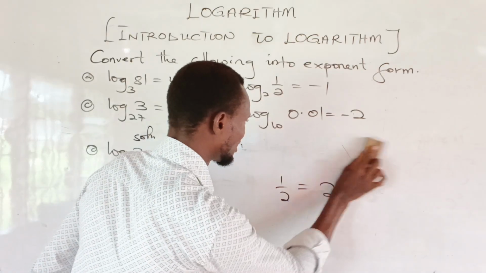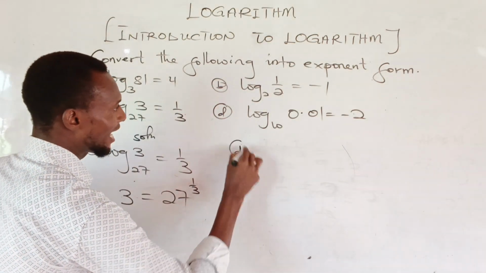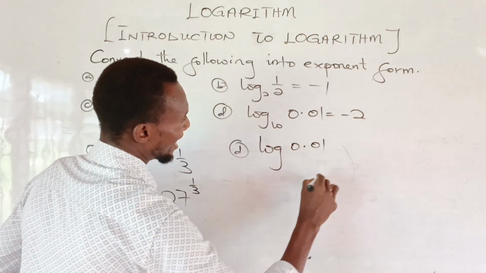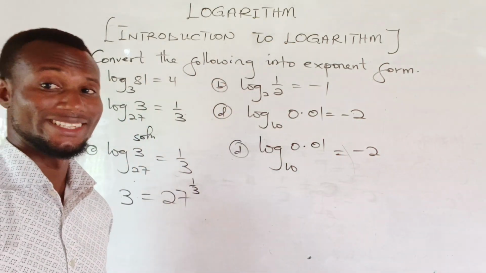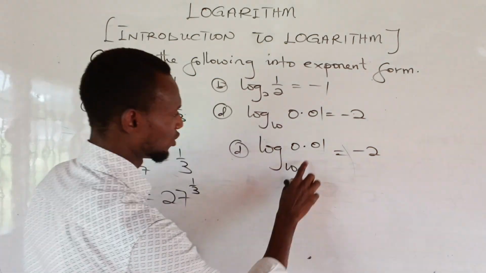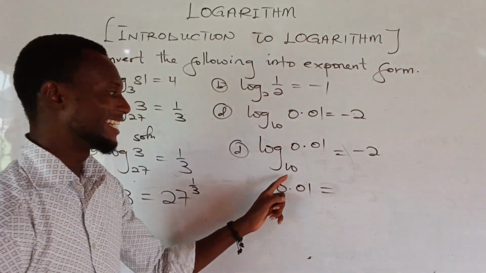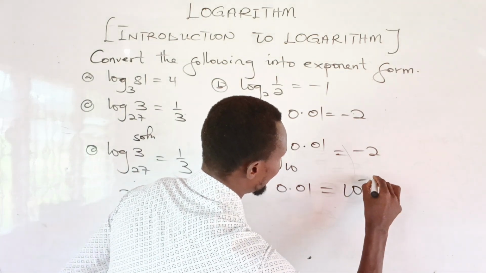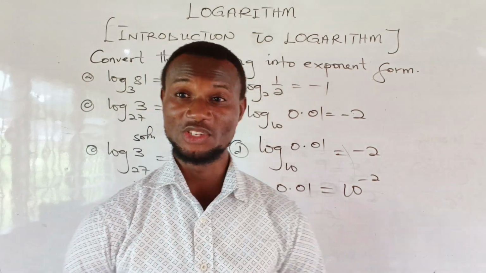Okay, now let's try the last one, which is the D. Let me clean this side so that we can have space to work out the D. So the D, I have the log of 0.01 to the base 10 equals negative 2, and we are to write this in exponent form. The same process: all that we need to do is to write our 0.01, which is here, bring our equal sign, and this 10 will come and carry the negative 2 as a power. So it's going to be 10 to the power negative 2, and that is our final answer. So that's all that you need to do.